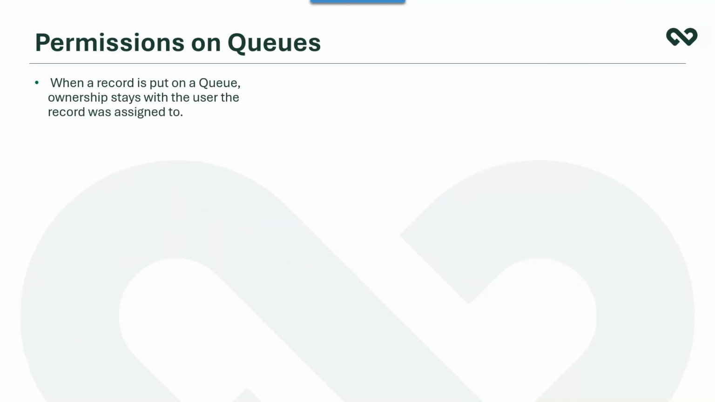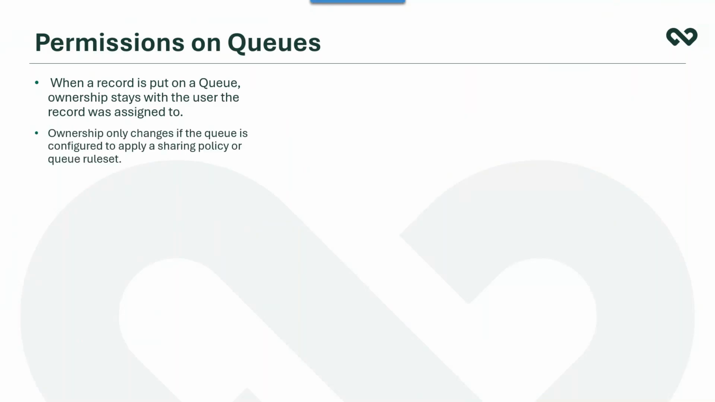And now we've reached the final topic of my presentation, permissions on queues. As you remember, sharing policies can be applied based on who created the record or who currently owns the record. As said on the mandatory policy, this means access to a record might change when the record is reassigned. In most cases, when you assign a record to a user, ownership moves to that user.